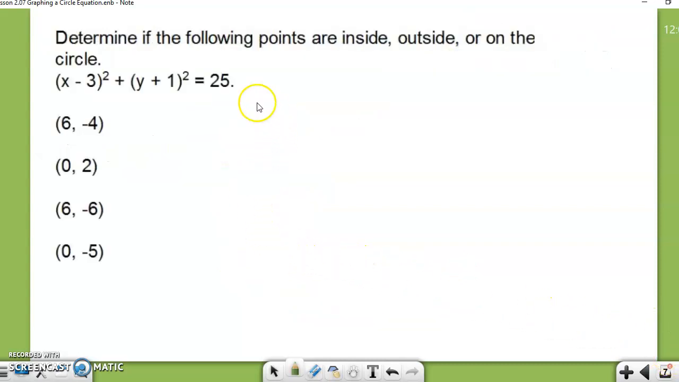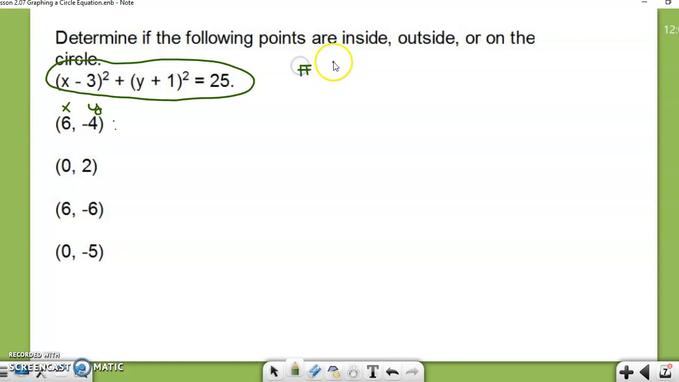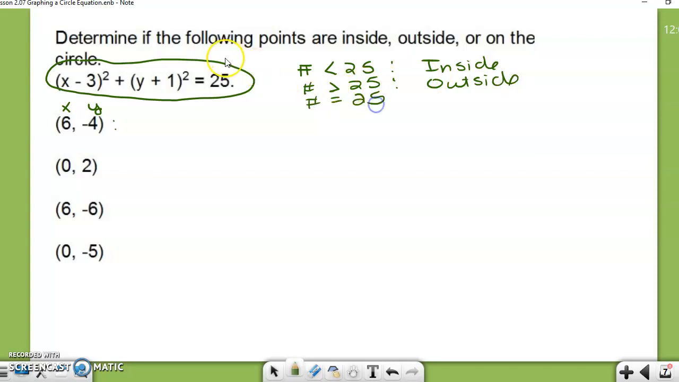The last thing I want us to look at is to determine if points are inside, outside, or on the circle. We've been given an equation. We're testing points that are x's and y's. All you're going to do is plug them in to see if the number that you get is less than 25, then that point would be inside. If the number you get is greater than 25, the point would be outside. And if the number you get equals the 25, and I'm getting 25 from my equation, that would be on.